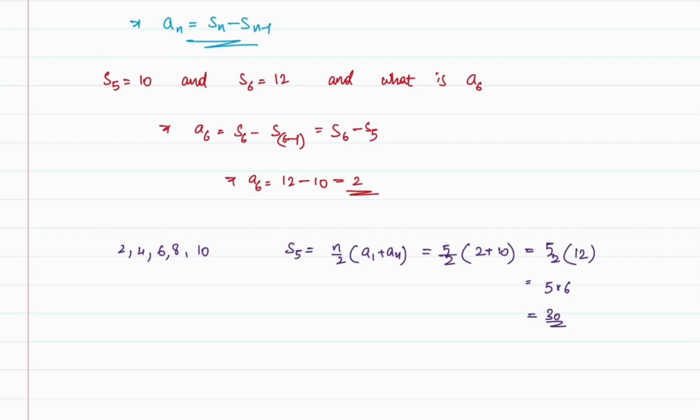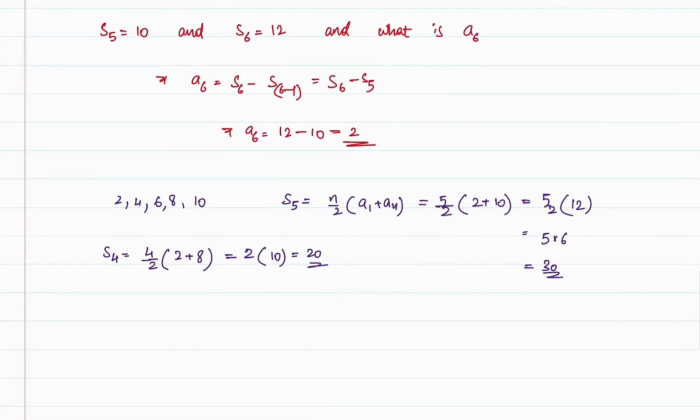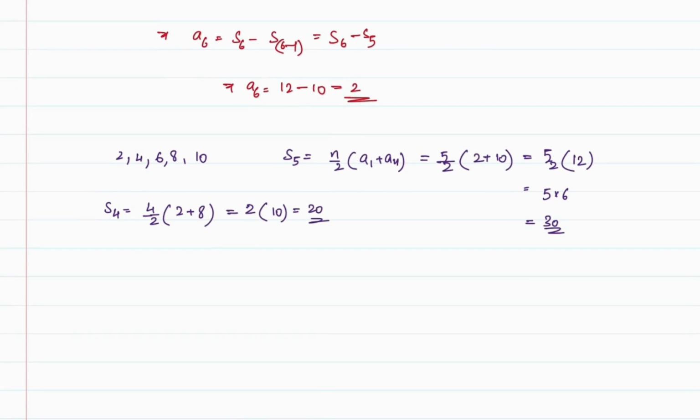Now let's see what the sum of 4 terms will be. The sum of 4 terms will be n by 2, and n is equal to 4 here, so 4 by 2 into a1 plus a4. Here n we took as 4, so we need to consider the fourth term. The fourth term is 8, right? So 2 plus 8. So this will be 4 by 2, which is 2, into 10, which is equal to 20.